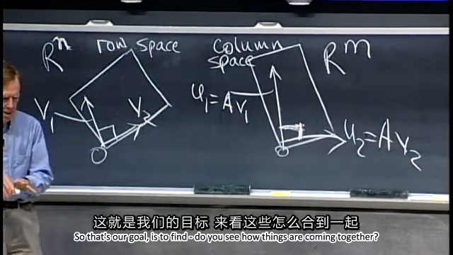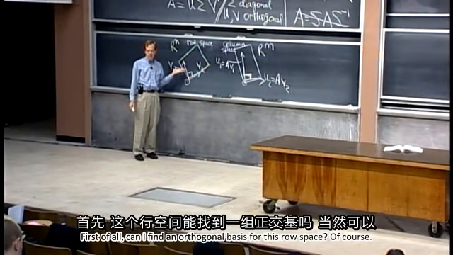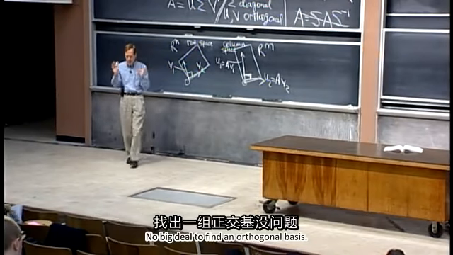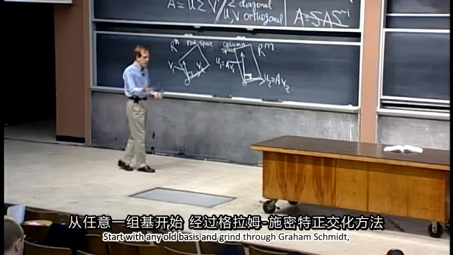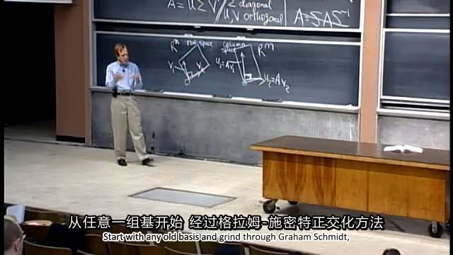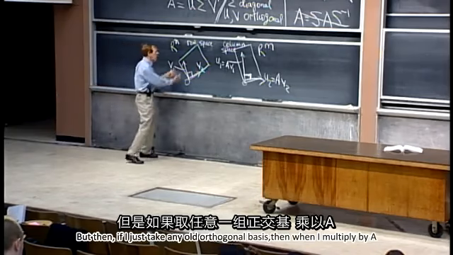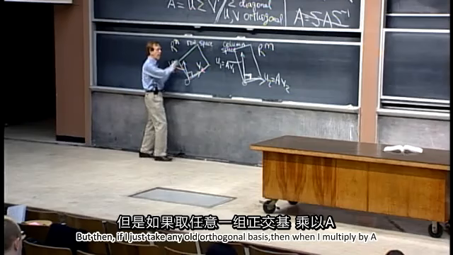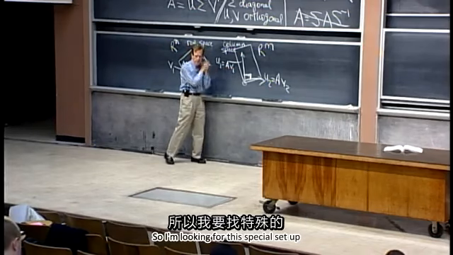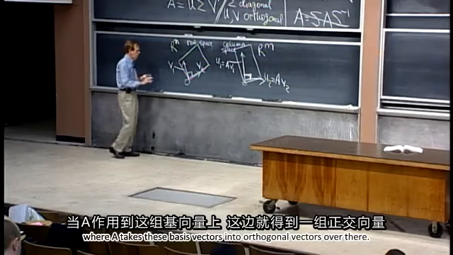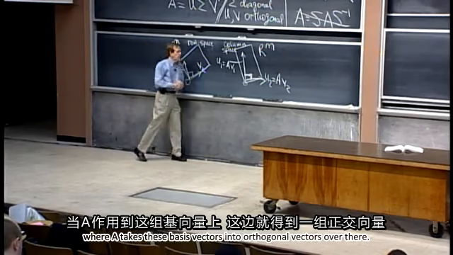You see how things are coming together. First of all, can I find an orthogonal basis for this row space? Of course. No big deal to find an orthogonal basis. Gram-Schmidt tells me how to do it. Start with any old basis and grind through Gram-Schmidt. Out comes an orthogonal basis. But then, if I just take any old orthogonal basis, then when I multiply by A, there's no reason why it should be orthogonal over here. So I'm looking for this special setup where A takes these basis vectors into orthogonal vectors over there.